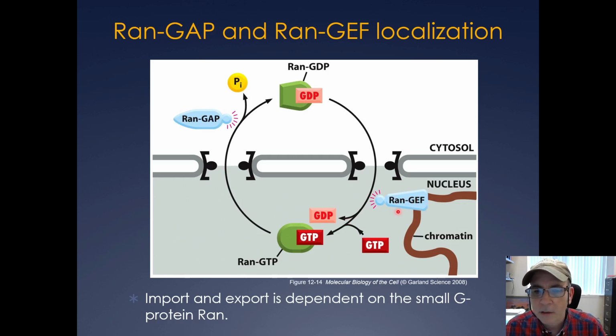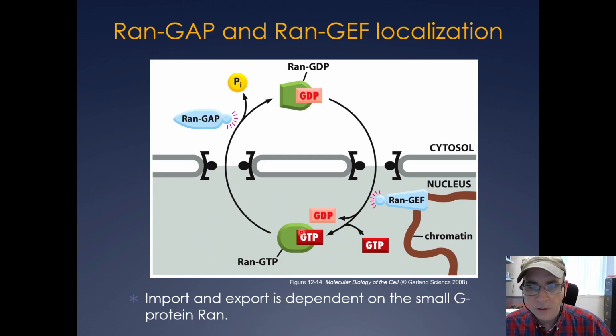And this is basically causing the RAN GEF to cause the exchange of GDP for GTP, and then when the RAN GTP gets out, it actually gets hydrolyzed into the GDP bound form and inorganic phosphate, and then it can be brought back in again where the RAN GEF will exchange the GDP for GTP, and then you've got your RAN GDP. Okay, so all of nuclear import and export is dependent on this small G protein called RAN, as well as the nuclear import and export receptors.